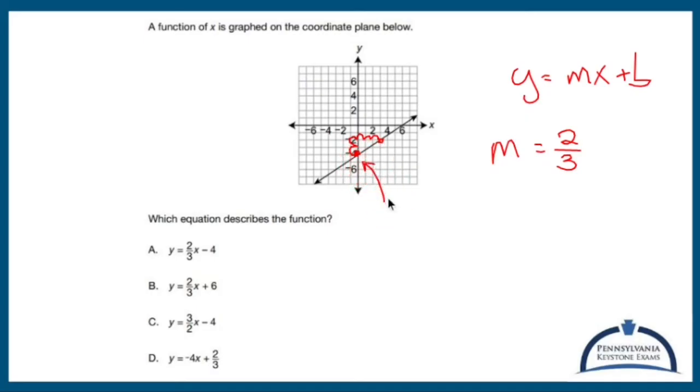My y-intercept is where my line crosses the y-axis, which I know it's hard to see, so let me erase the slope. It appears to be -4. So now that I know that m is 2/3 and b is -4, my equation is 2/3 x minus 4. And that would be U. The end.